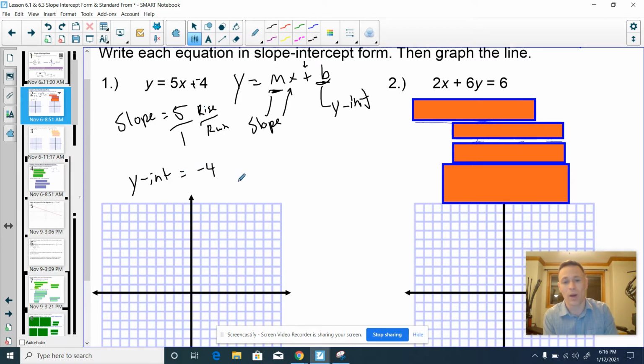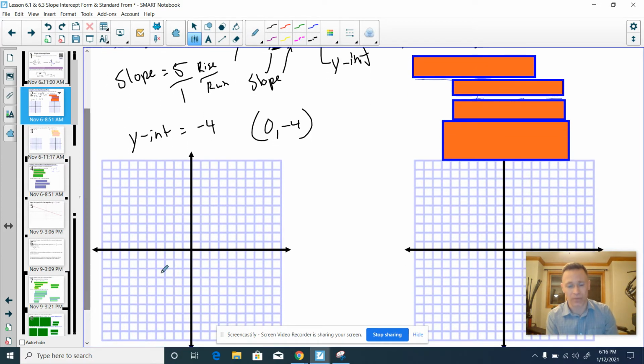Well, what does that mean? My y-intercept is really (0, negative 4), okay? That's the y-intercept. That's the point where we start. So now when I go and graph, my starting point is my y-intercept. This is where we start. 0, negative 4, 1, 2, 3, 4, and that's my starting point.